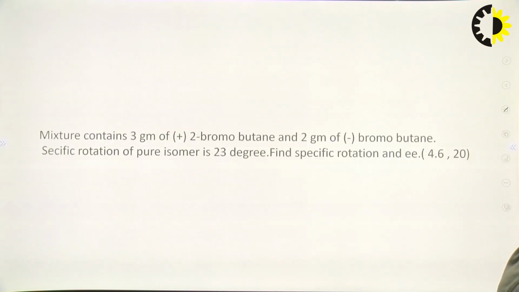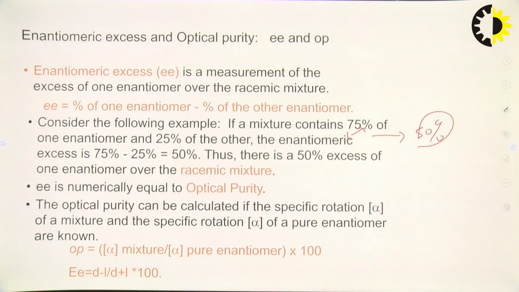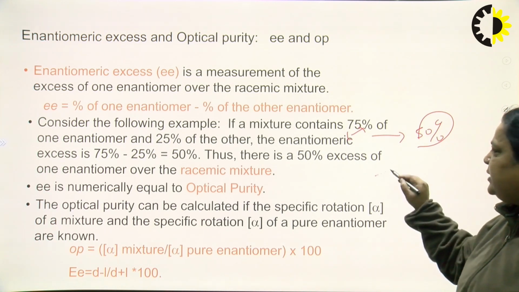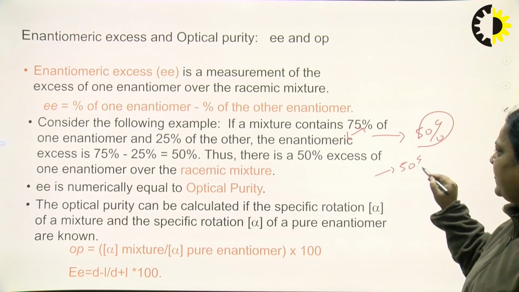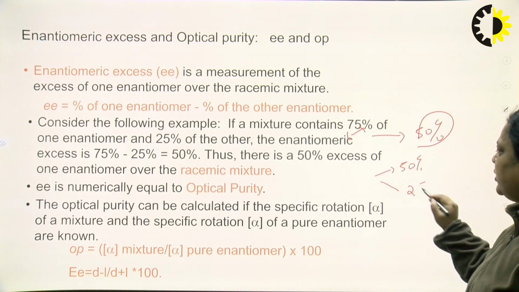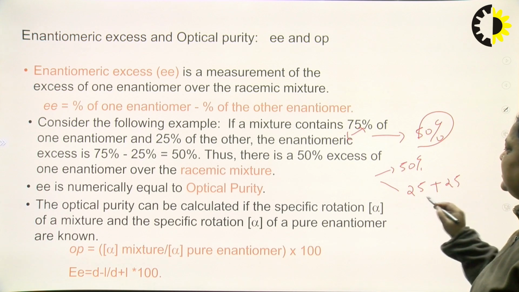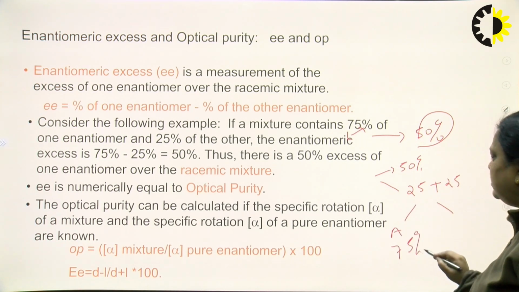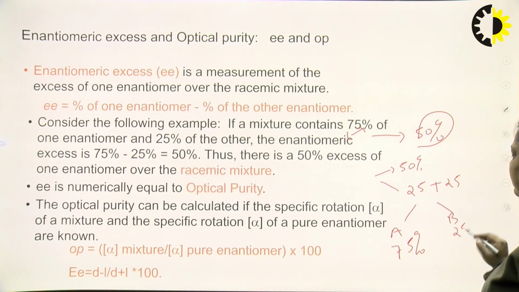So if a compound is, suppose, 50% in excess, 50% in excess means 50% will be one form, and the remaining 50 is 25 plus 25, so A will be 75% and B only 25%.